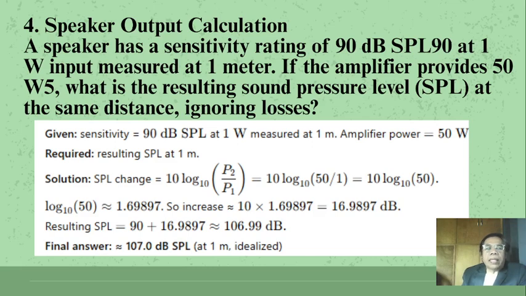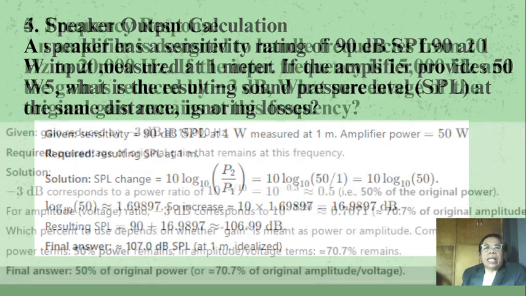So the resulting SPL is equal to the sensitivity at 1 watt plus the increase, which is equal to 106.99 decibels. So the final answer is 107 decibels SPL at 1 meter, idealized.